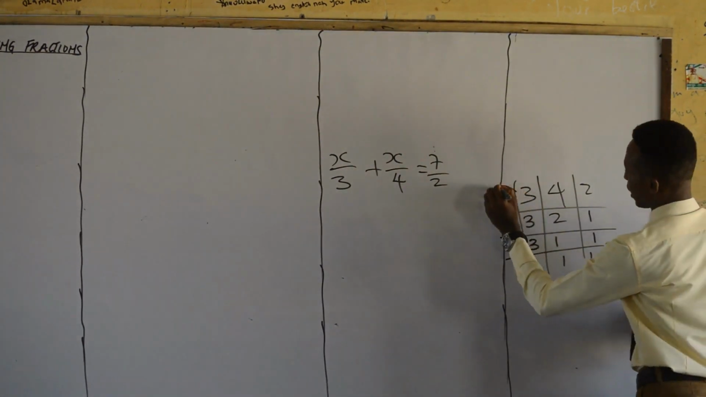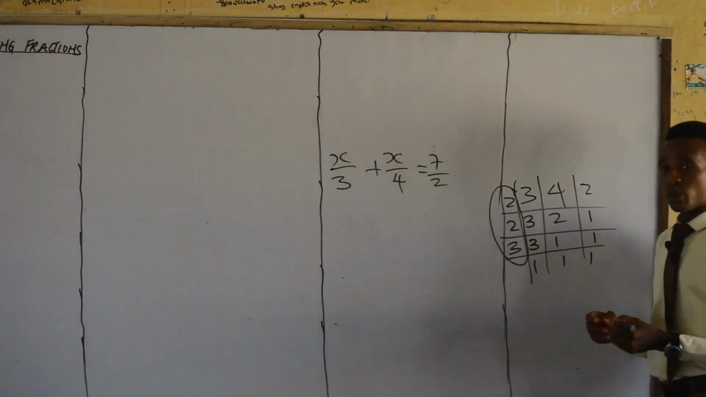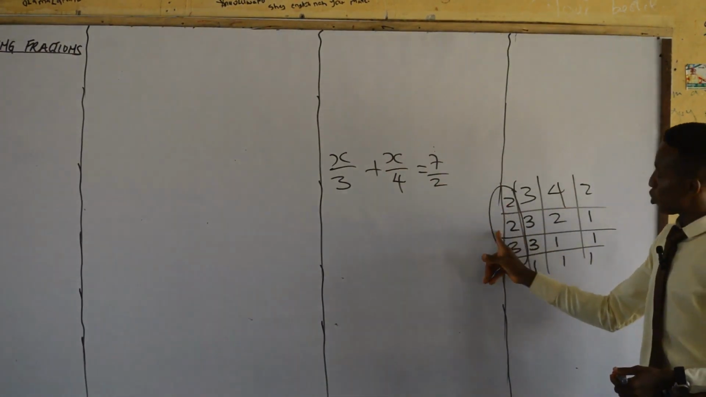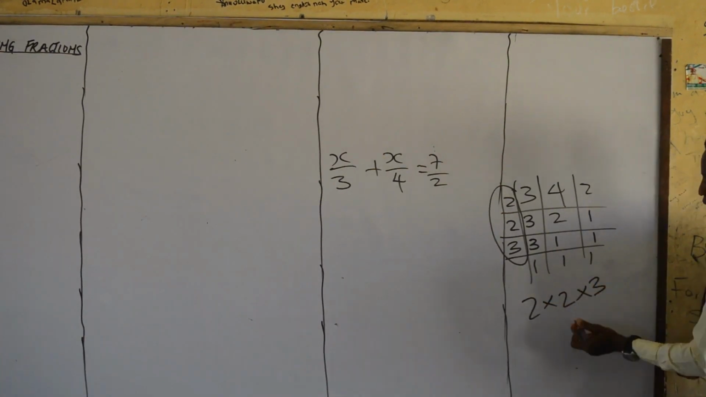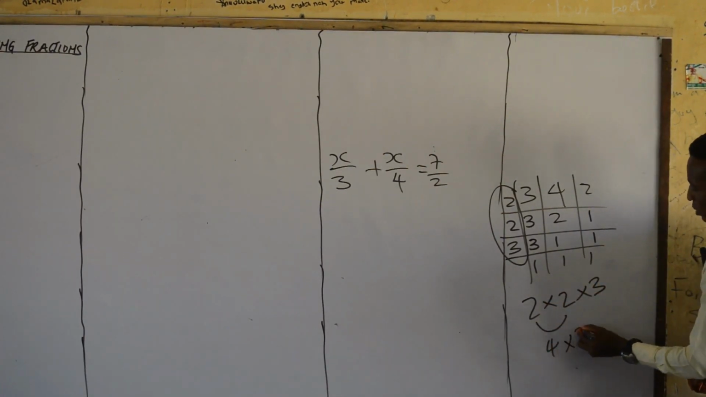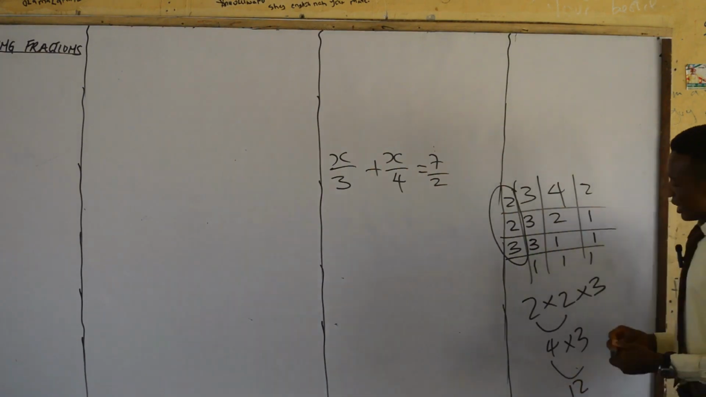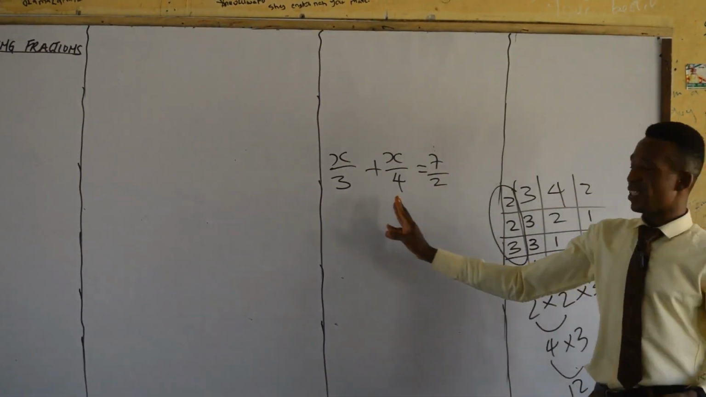So what we need to do now is multiply the numbers we have used to divide, which are 2, 2, and 3. That will give us 2 times 2 times 3. Then 2 times 2 is 4. 4 times 3 gives us 12. So that means the LCM we are going to be working with here is 12.